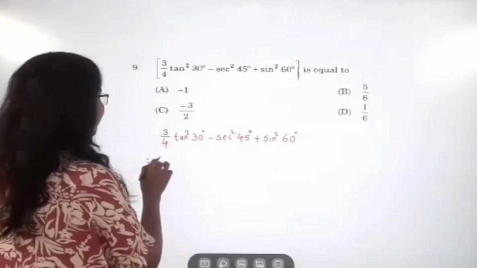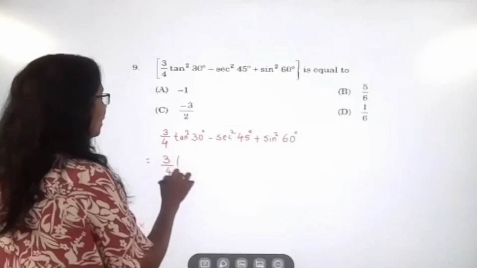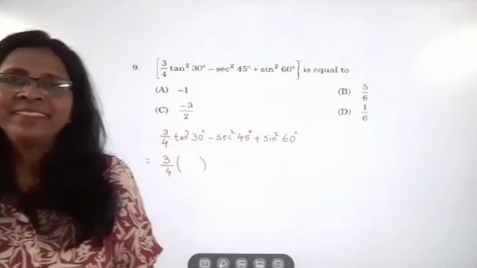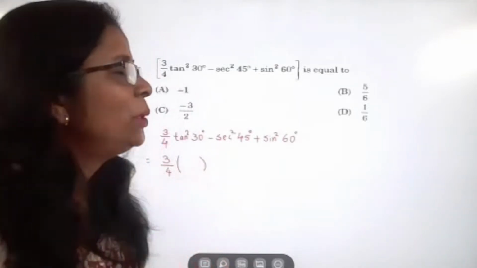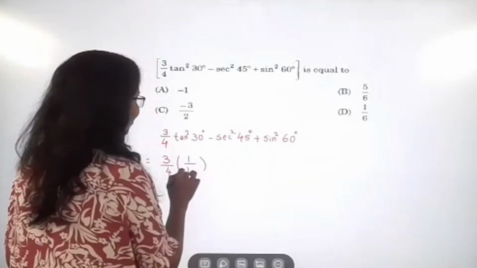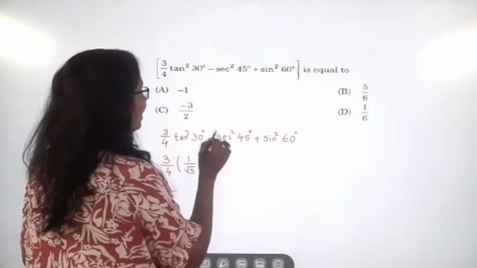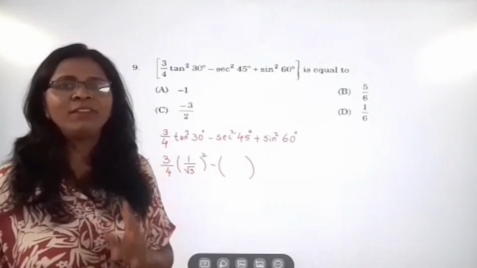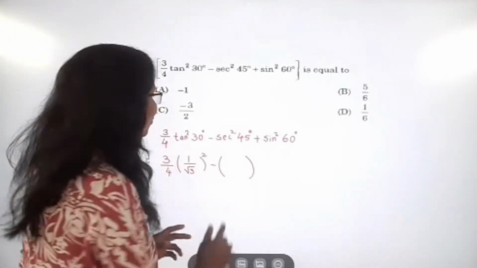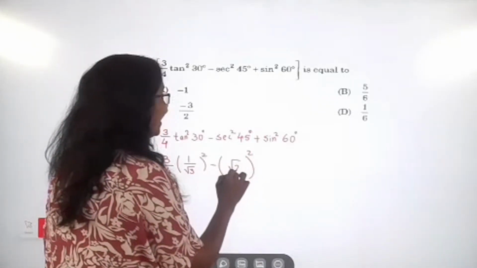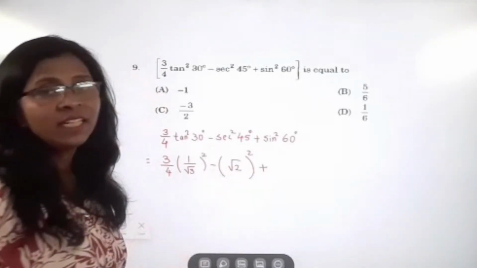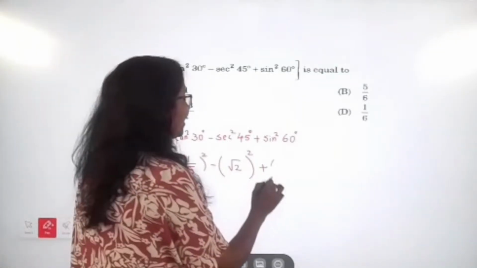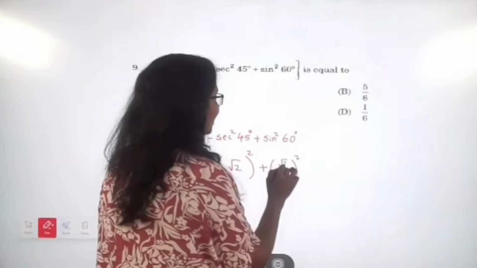So now here students, see 3/4, and what is the value of tan 30? The value of tan 30 is 1 upon root 3. So I write (1/√3)² minus sec² 45. Now sec 45 is root 2, so the square of root 2. Then the value of sin 60 is root 3 upon 2, and I write the square of root 3 upon 2.